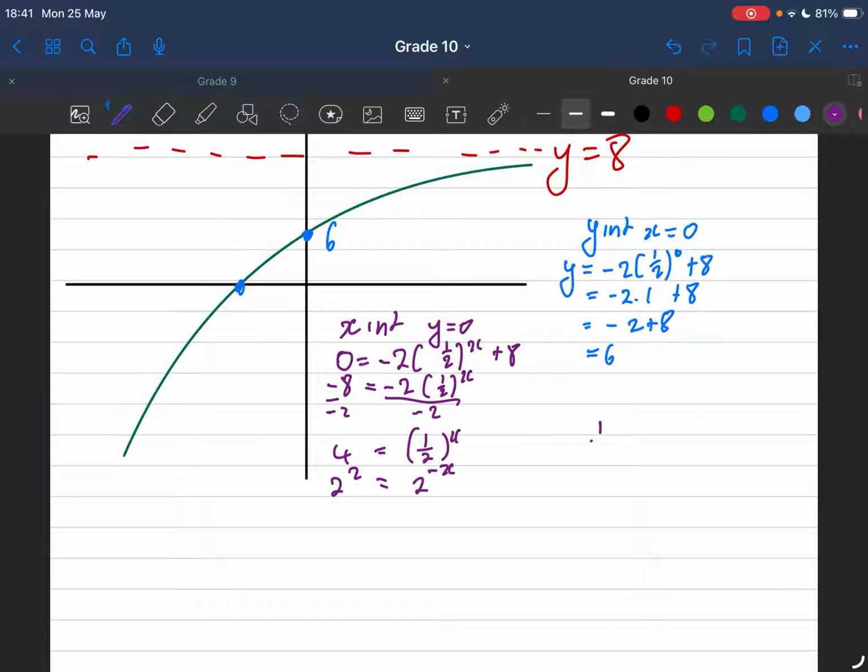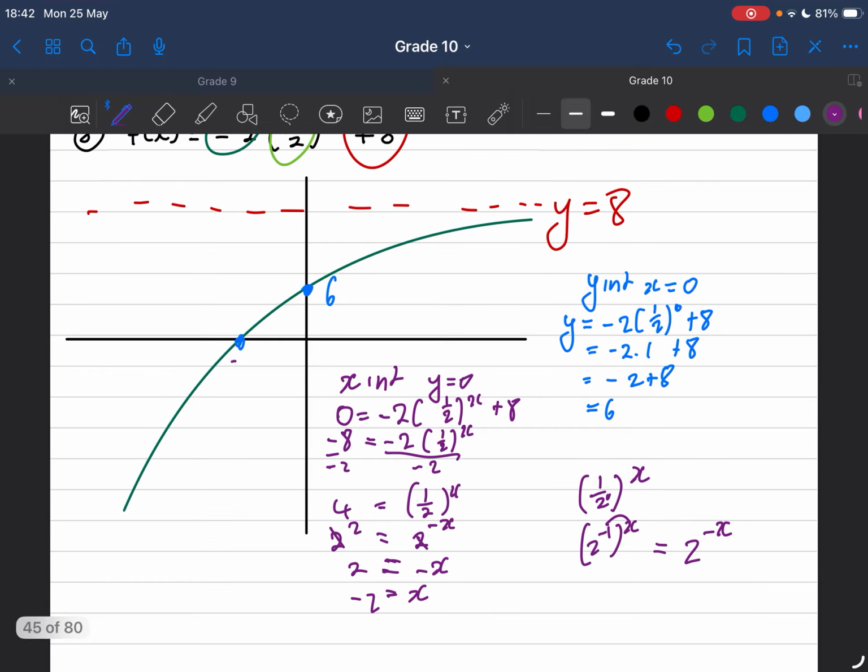If you want to know how, a half, so the 2 has a 1, so it can be written as 2 to the negative 1. Using the sixth law of exponents, we bring it up to the top, and then you multiply the exponents, which is negative 1 times x, so it's 2 to the negative x, and that equals that. So then you drop the bases, and 2 is equal to negative x, therefore x is equal to negative 2. So this is negative 2.